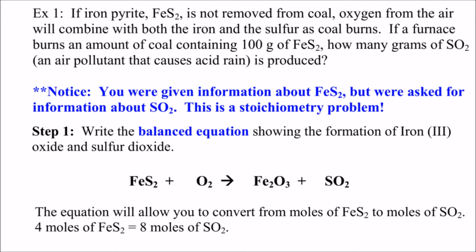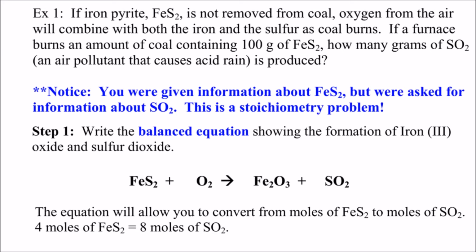So let's do an example problem. If iron pyrite, FeS2, is not removed from coal, oxygen from the air will combine with both the iron and the sulfur as the coal burns. If a furnace burns an amount of coal containing 100 grams of iron pyrite, how many grams of sulfur dioxide, an air pollutant that causes acid rain, is produced?